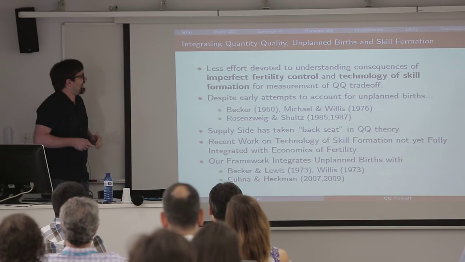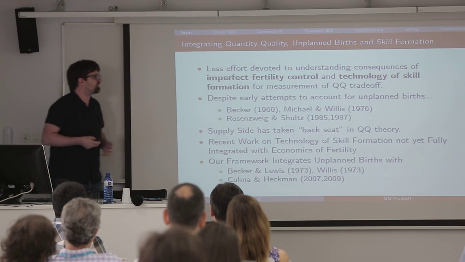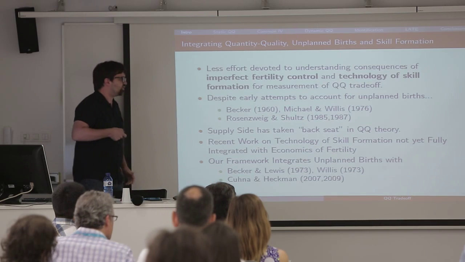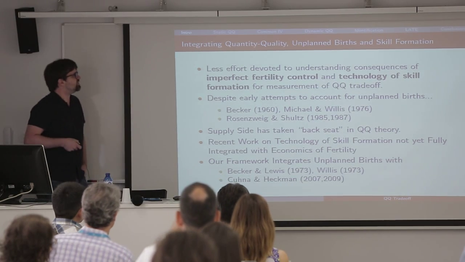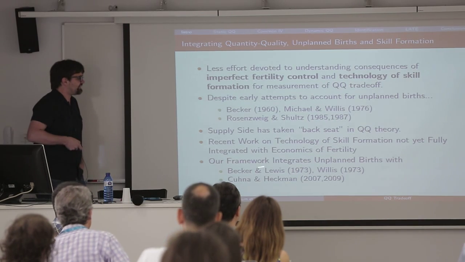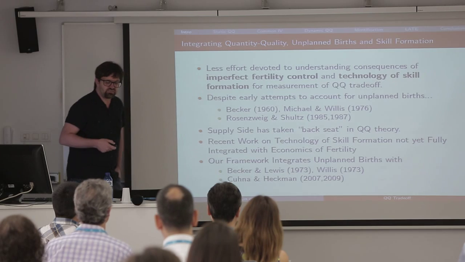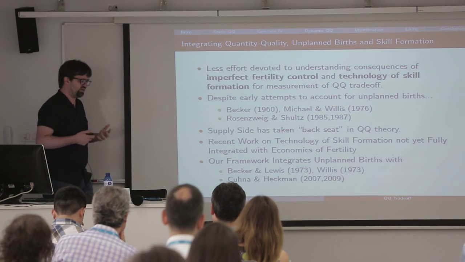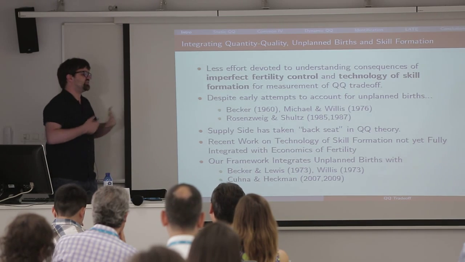So what we're going to try to do is to come up and revive those early attempts to account for unplanned births. As you can see, early work by Becker and Michael, Willis, and Rosenzweig and Schultz. But integrate all that with the new developments by Heckman, Cunha, and co-authors on the dynamics of skill formation. We're going to say, well, what is quality? Well, quality eventually is the skills.